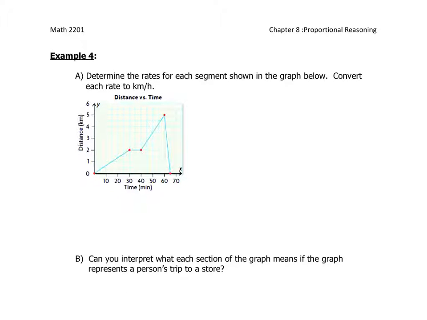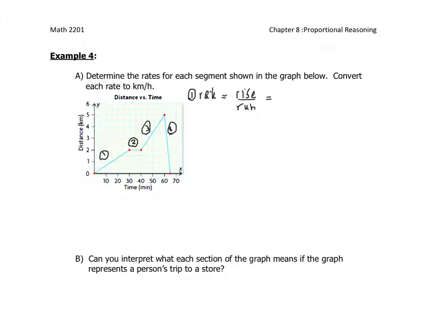All right, example 4 says to determine the rates for each segment shown in the graph below and convert each rate to kilometers per hour. So I'm just going to call these 1, 2, 3, 4. If I look at 1, we want to look at the slope. The rate would be the slope for that line segment, so the rate would be your rise over your run.